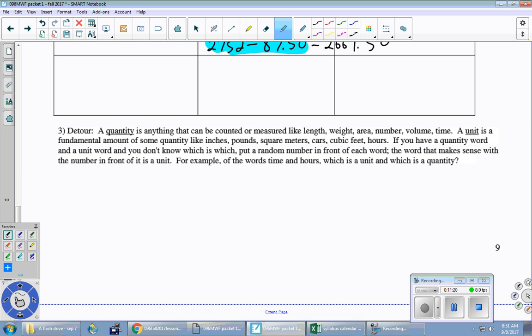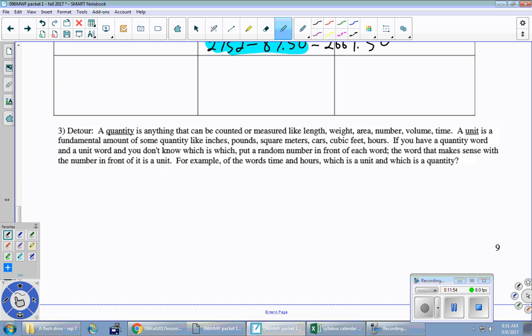A unit is a fundamental amount of some quantity. For example, length could have a unit of inches, and we just said weight could have a unit of pounds. Area could be measured in square meters. Number, I said number of students, that would be 1 unit. Number of cars in the parking lot, cars could be another unit. Volume could be cubic feet. Time could be hours. All of these quantity words up here have more than one unit word down here. What's another way to measure time, not hours? Minutes. Minutes is a perfectly good unit for time. There's lots of different units for time, okay? Seconds, centuries, lots of them.